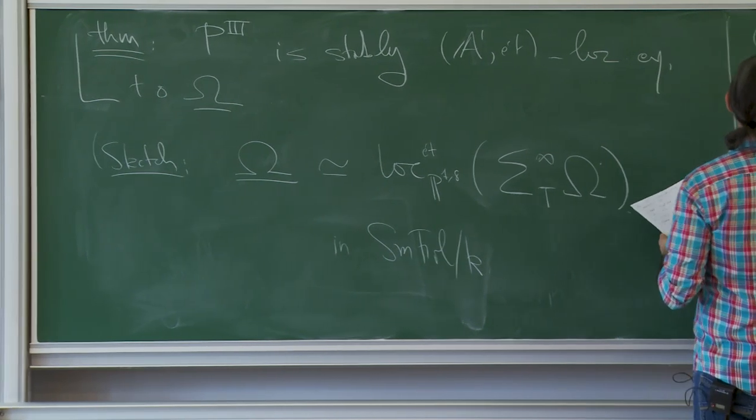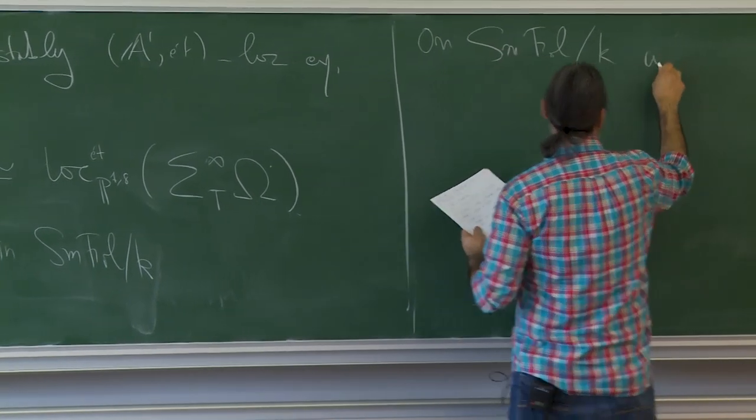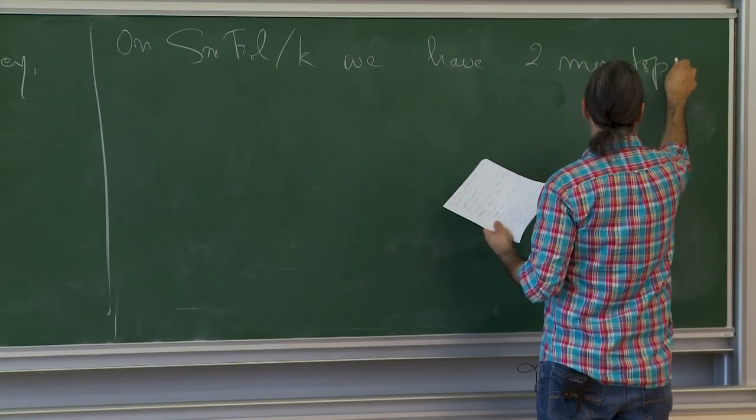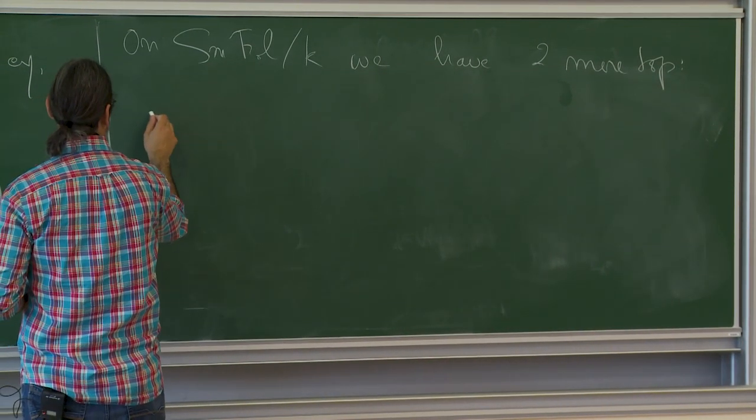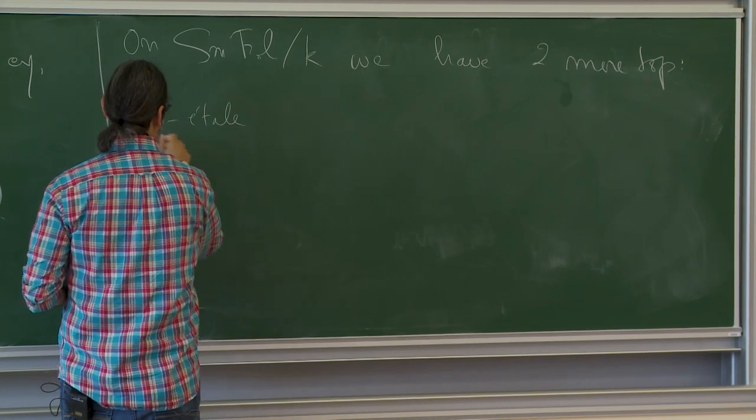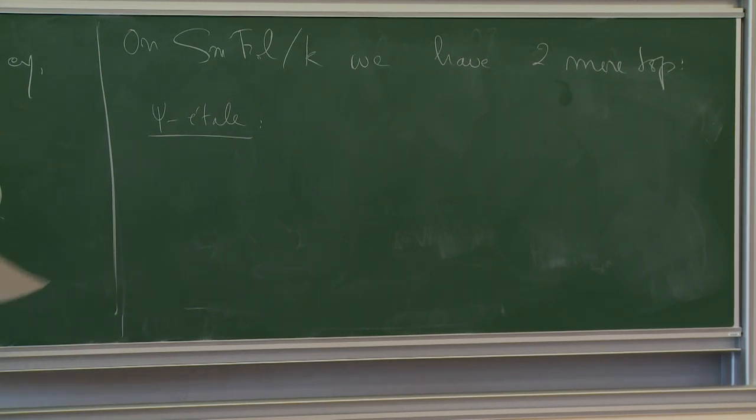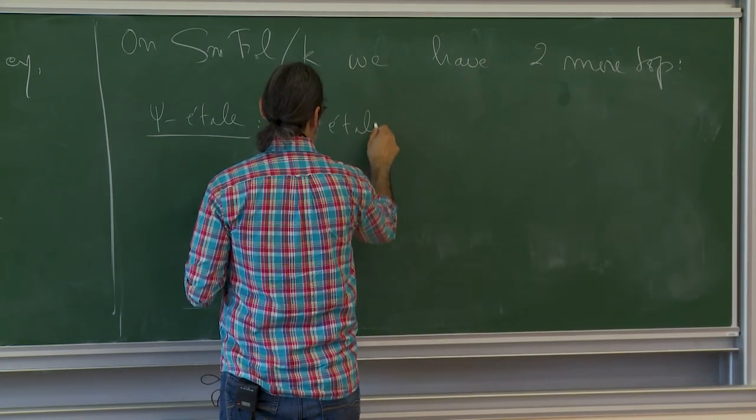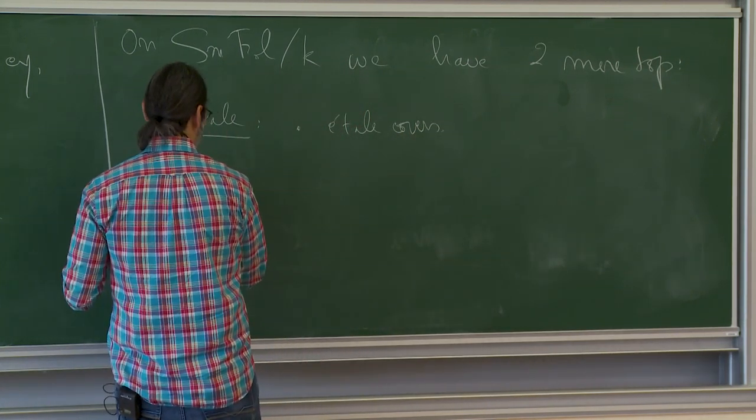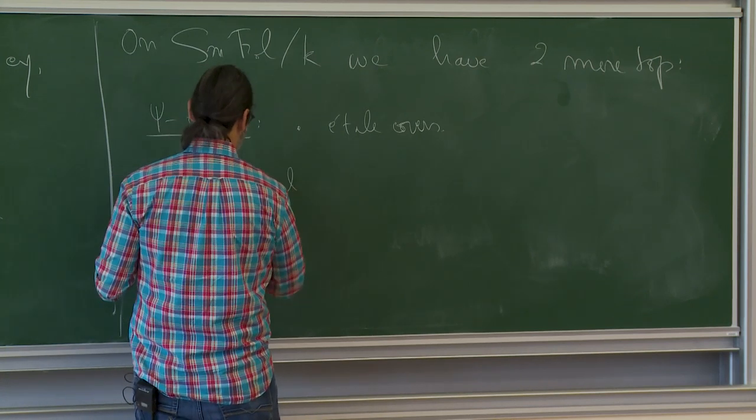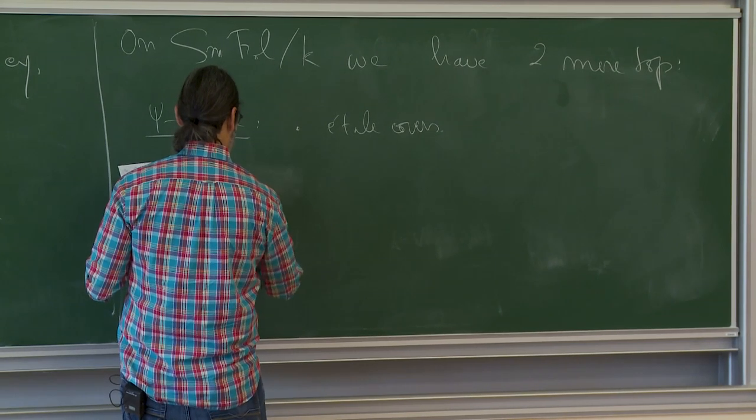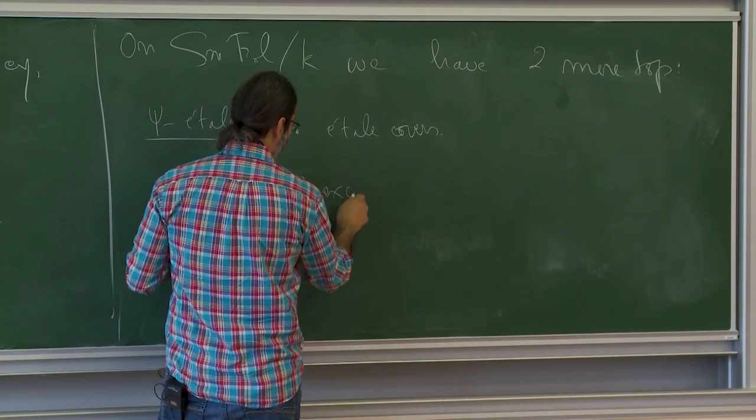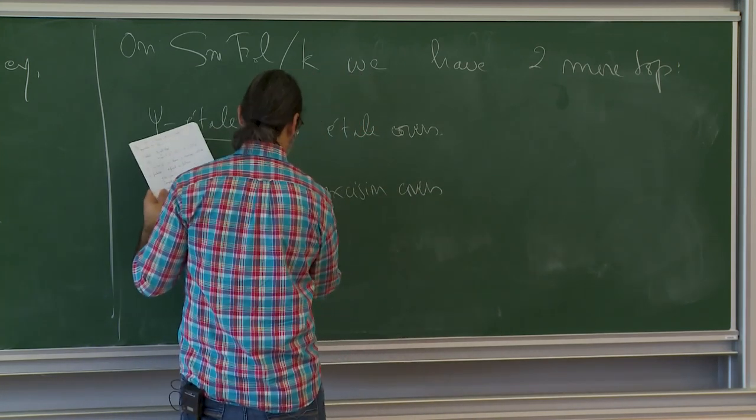So we have two more topologies. We have plenty more topologies, but we have two more that I want to consider. The first one is the so-called psi étale topology. And I'll tell you how it is generated. There will be three types of covers. There will be the étale covers. There will be so-called formal excision covers. So these are the following.